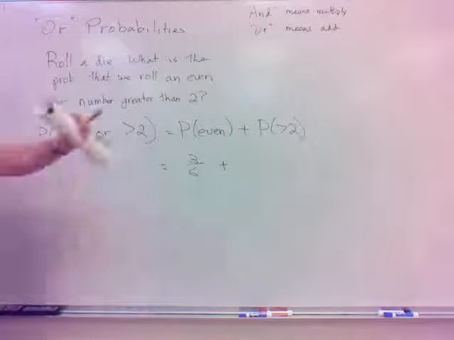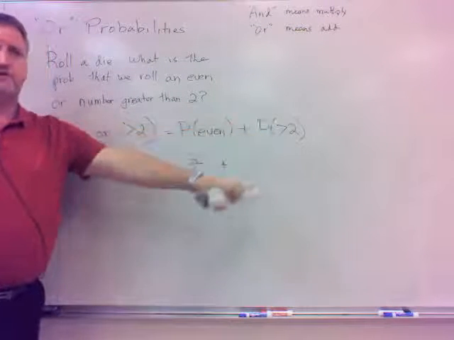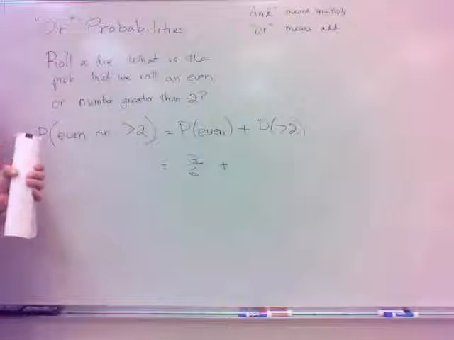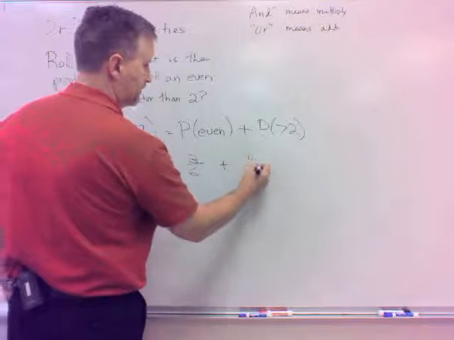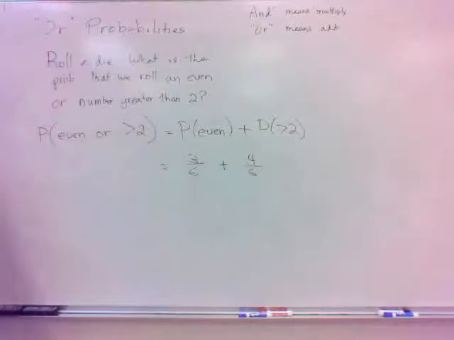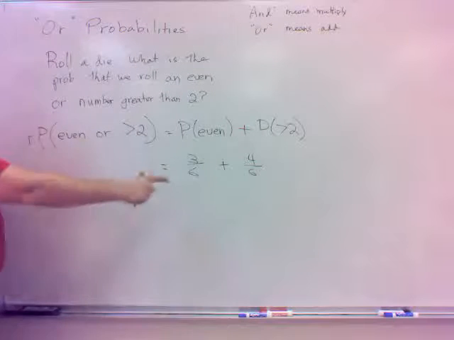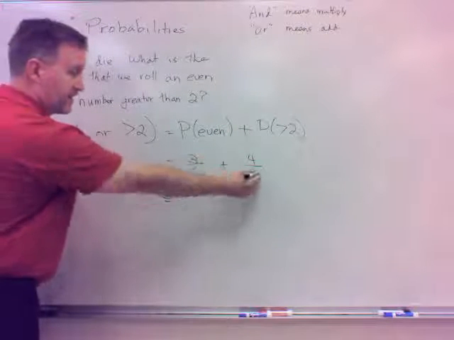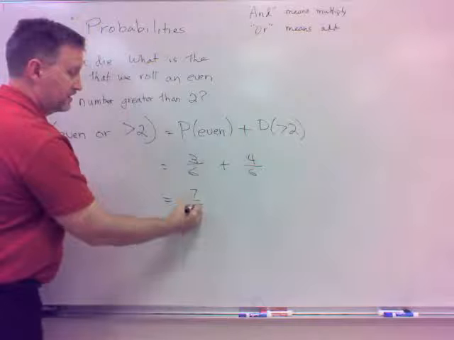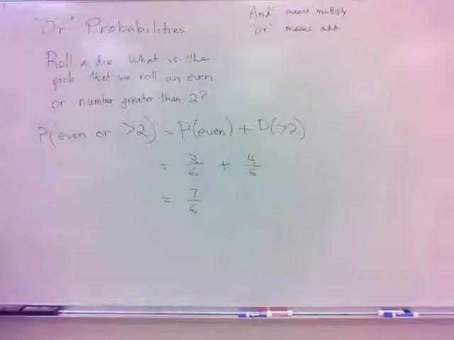All right. Probability that it's greater than 2, so I'm rolling a die, so how many of them are greater than 2? 3, 4, 5, and 6. 4 of them out of 6. Now, I know you know about adding fractions. That's why we didn't reduce these, because now we can add these fractions. What do I get when I add them? Since I've got a common denominator, I add the tops, and the denominator stays 6. 7 over 6.